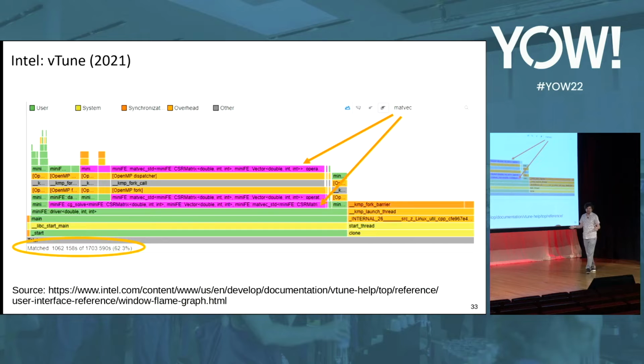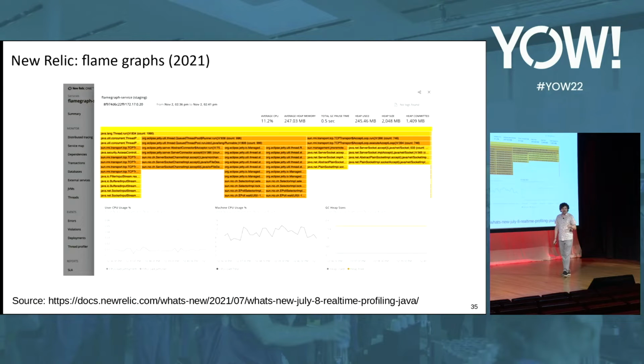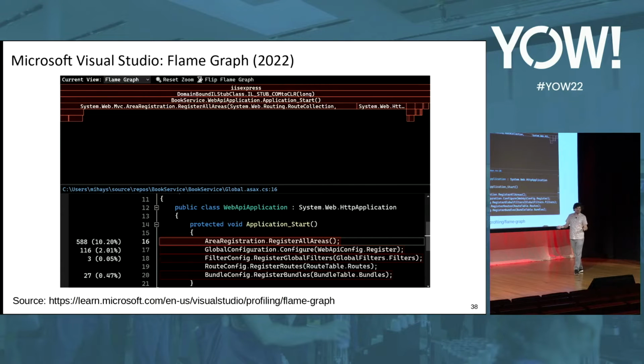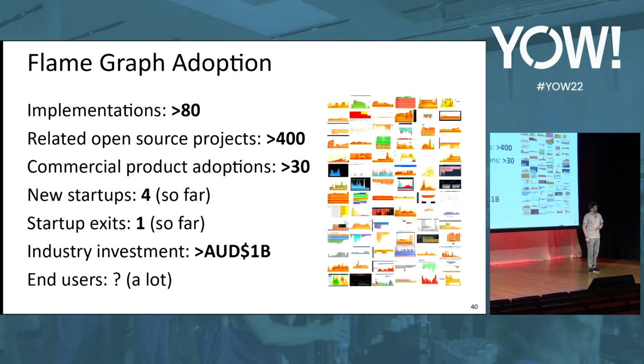Intel finally added it to VTune, Intel's all-in-one deep analysis tool. It's in Splunk. New Relic has it, Datadog. Granulate has gProfiler, an open source version that does continuous profiling and other features. Granulate's been acquired by Intel, so that's now an Intel product. Very recently, Microsoft added it to Visual Studio, and Grafana just added it to Grafana so you can incorporate that into dashboards. That's really great.